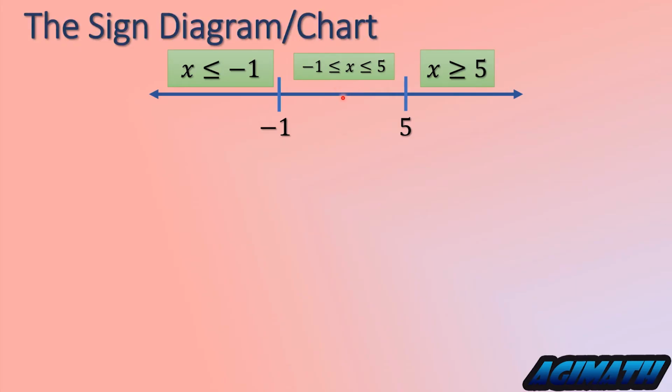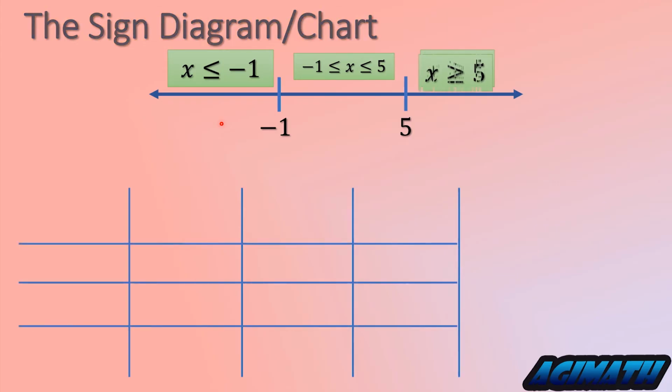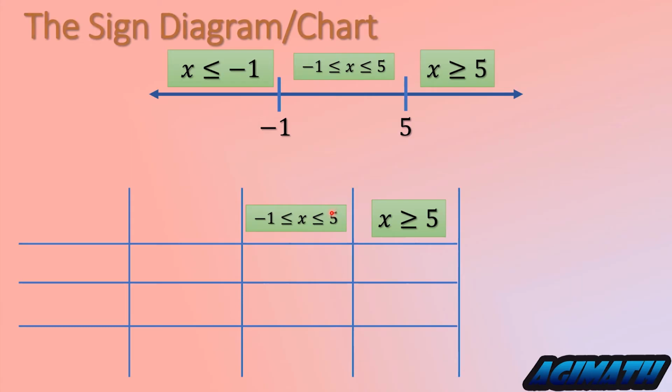So after having the intervals, we are going to create a sign chart. So since we have 3 intervals, it means we also have 3 columns for the intervals. And then we are going to write down the intervals on the columns. So we have x is greater than or equal to 5. And then next, we have the second interval. Negative 1 is less than or equal to x.